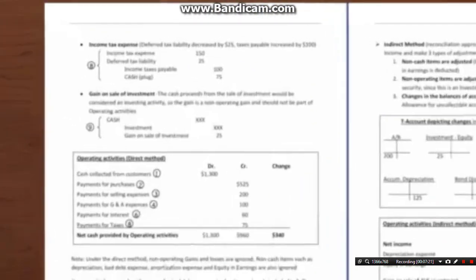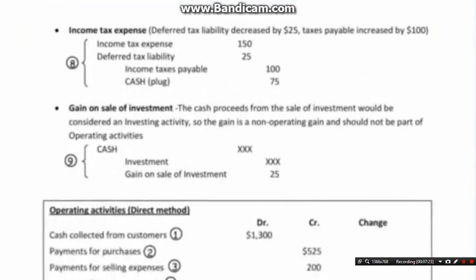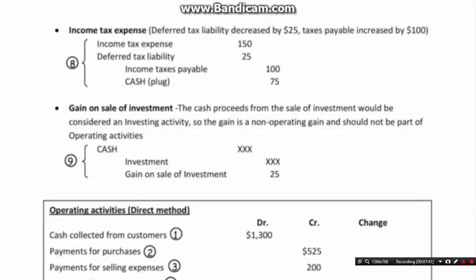Next, we're looking at income tax expense. So the number on your income statement is 150. But you saw that deferred tax liability decreased by 25. So debit 25. Income tax payable increased by 100. So credit of 100. And your net cash plug is $75. So on the credit there, highlight cash. And that's your plug number here.